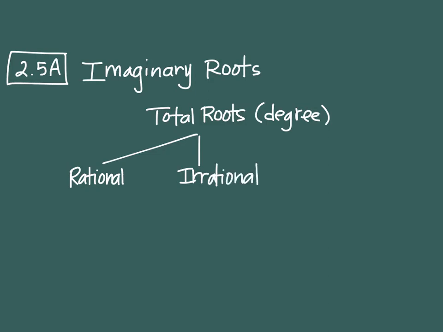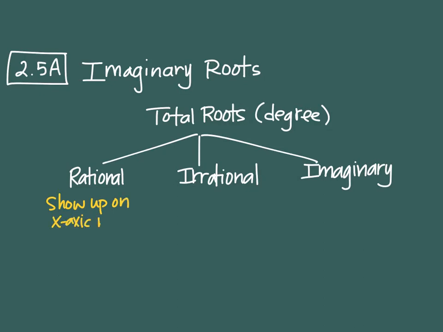Rational are nice whole numbers, -2, 5, okay? Irrational are ones with square roots in them. Then there's a third category, and that's the imaginary. So you need to know the idea of total roots, and then they divide up nicely. Rational roots show up on the x-axis nicely. Okay, you can tell where it bounces, you can tell where it hits. Those rational roots show up nice.